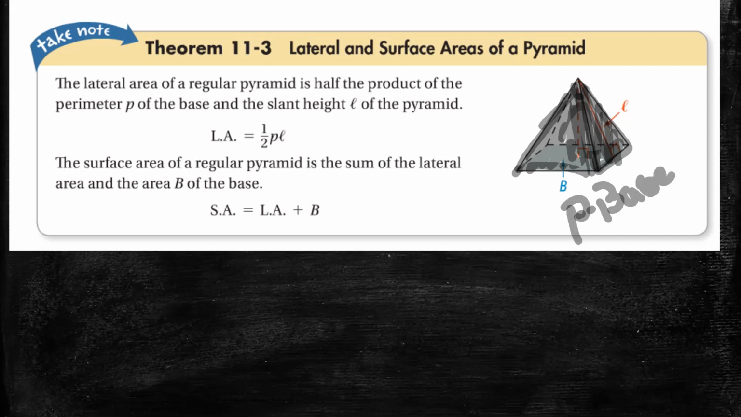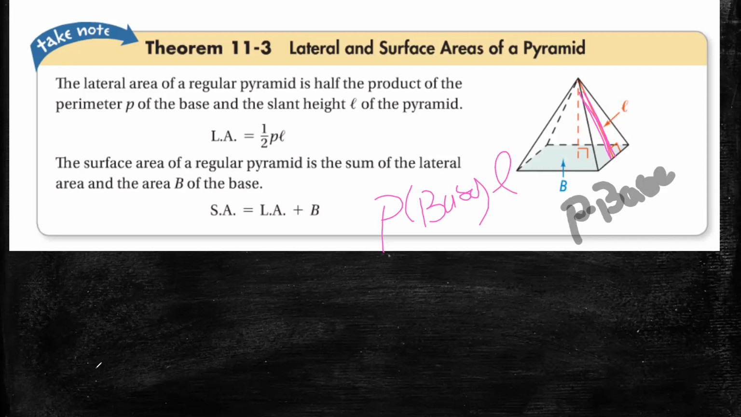We talked about this before. So to find the lateral area, I need to find the perimeter of the base. This is the first step. I will multiply it by half. So the lateral area is half the product of the perimeter of the base and the slant height.